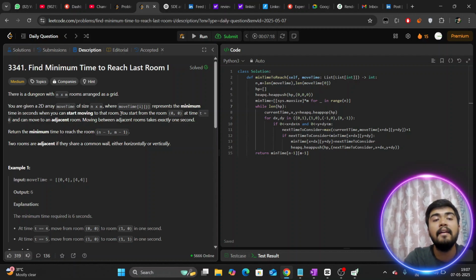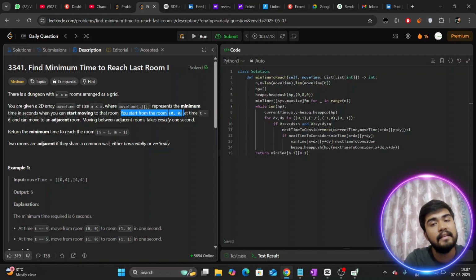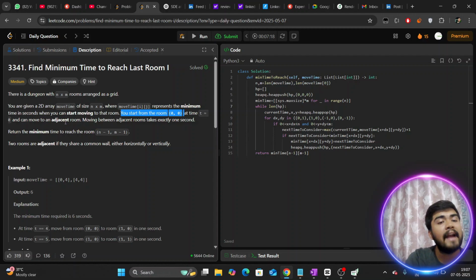They have given that you can start from room 00 at time t equals 0, and can move to adjacent rooms. Moving between adjacent rooms takes exactly 1 second, and you can move to any adjacent room in 4 directions. Two rooms are adjacent if they share a common wall, either horizontally or vertically.